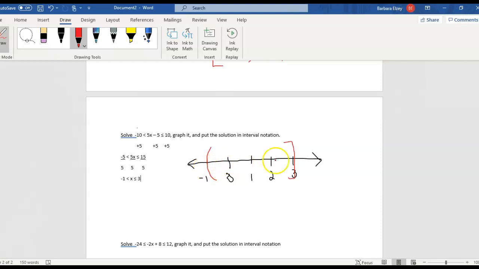And then x is everything in between, so we are going to shade all of the number line in between these two. All right, now from that graph, it's easy to read off our interval notation. Reading from left to right, our interval starts with an open bracket at negative 1, comma, and goes to the right side to a closed bracket at 3.